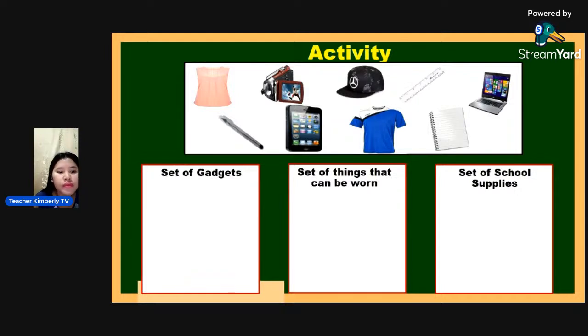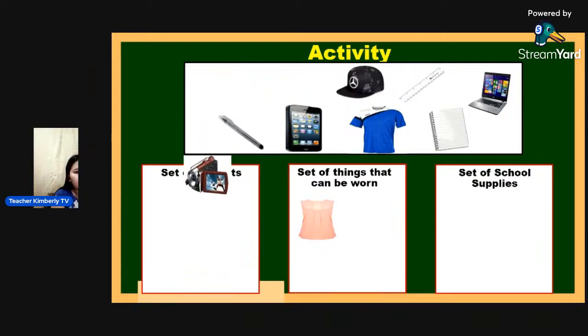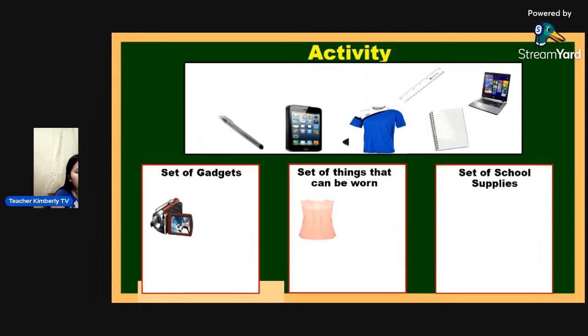Ngayon, saan natin ilalagay ang blouse? Okay, ilalagay natin siya sa box ng set of things that can be worn. Next ay camera. Ang camera ay ilalagay natin sa set of gadgets. Next ay cap. Tama, ang cap ay ilalagay natin sa set of things that can be worn. Next ay ruler. Saan naman natin ilalagay ang ruler? Tama, ilalagay natin ito sa set of school supplies.